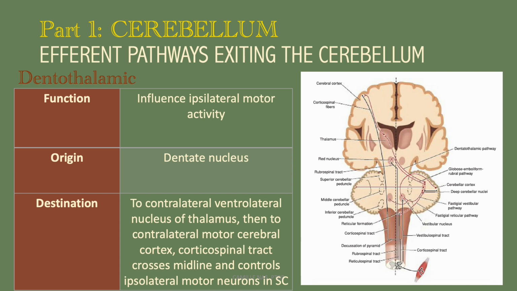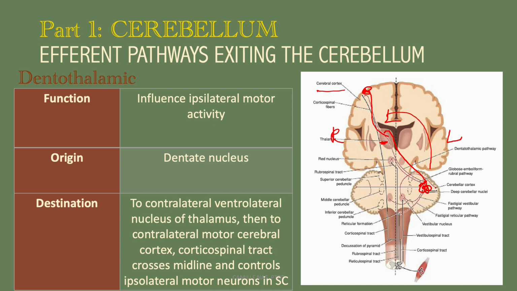Next, we have the dentothalamic. This also influences your ipsilateral motor activity. It goes from the dentate nucleus to the contralateral ventrolateral nucleus of the thalamus. Okay, so this is your dentothalamic. Starting again at the dentate nucleus, going to the contralateral ventrolateral nucleus of the thalamus. This is your thalamus. Again, this is the right, this is the left, contralateral. So the right thalamus, and then it will go to the contralateral motor cerebral cortex, so on the left. To the cerebral cortex. And then the corticospinal tract crosses the midline and controls the ipsilateral motor neurons in the spinal cord.